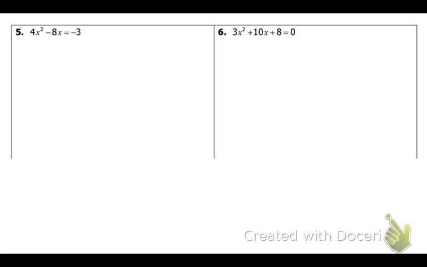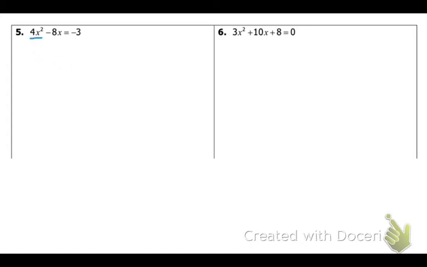Let's look at 5. So I'm going to do 5 and 6 because they involve fractions and I know how much you guys love them. So first things first, you're going to make sure that it's set equal to c. So 4x squared minus 8x is equal to negative 3. I'm good. Next thing, I need to divide everything by 4, by a. Notice how your a is a 4 here. That means it will matter.